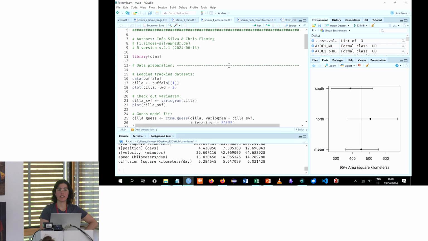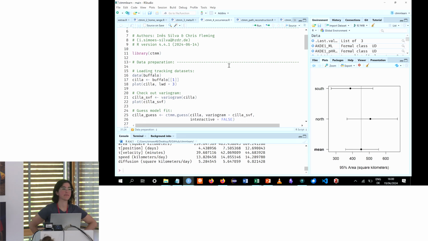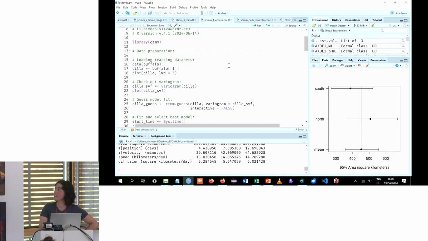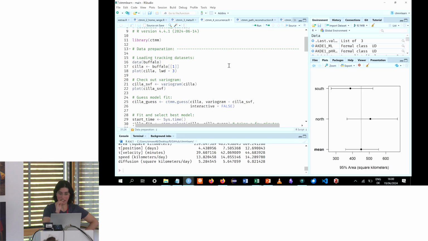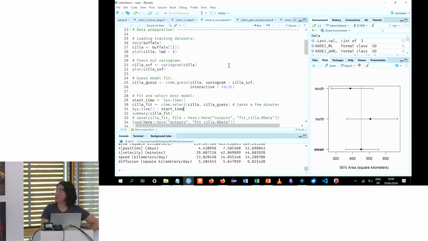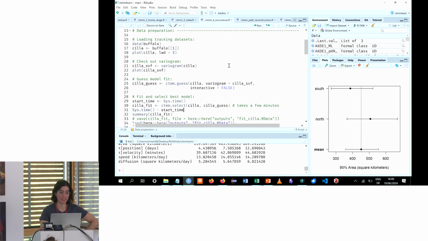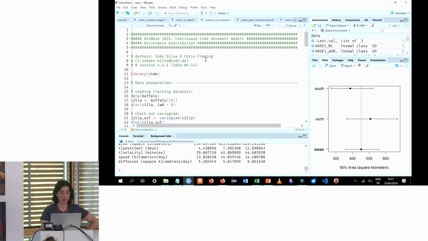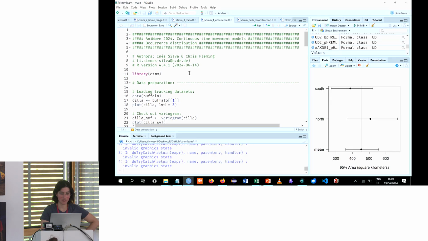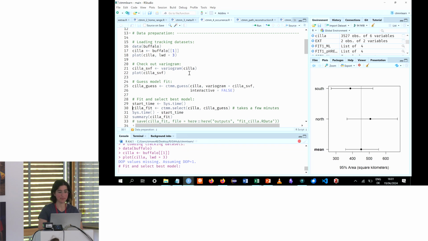Okay, so everyone has the right script. You'll be very familiar with all of these steps at this point. But the good thing is that for this particular method, we don't need to worry about range residency, because we're not estimating home range, so you don't need to worry about the range residency assumption.